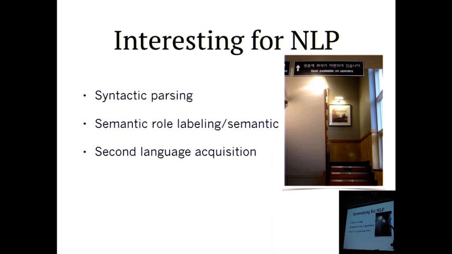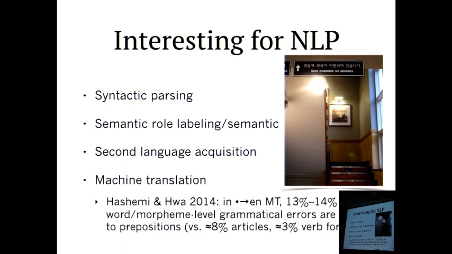This was a sign I saw at a Starbucks in Korea, where it says "seat available on upstairs". You can understand that perfectly fine, but it's just not the word a native speaker would use. So if you want text that is fully fluent, you have to pay attention to subtle aspects of preposition choice.